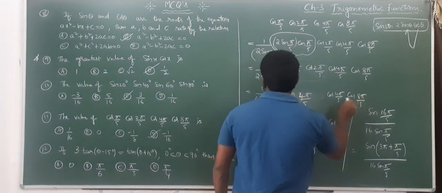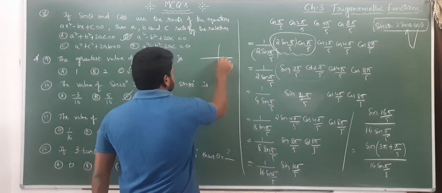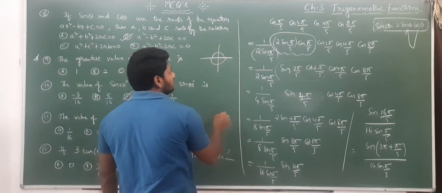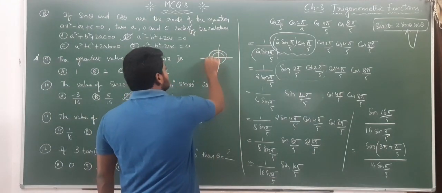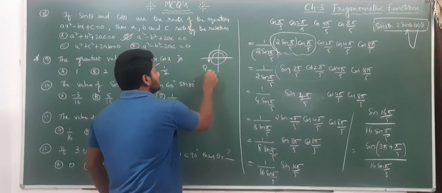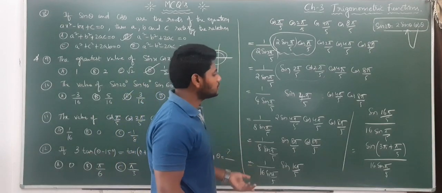But it is 3 pi plus. This is 1 pi of revolution. This is another revolution, 2 pi. Again this is 3 pi. 3 pi plus, which quadrant? Third quadrant. In the third quadrant, is sine positive or negative? Negative.